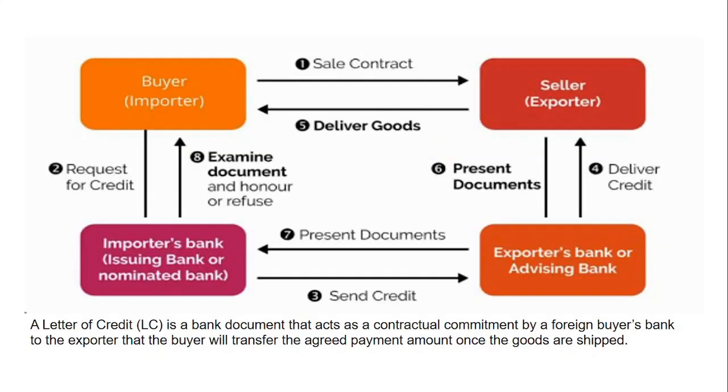Let's start with it. If you see this chart, you'll understand the entire mechanism of LC. Here you see numbers are given. Number one is the sale contract between a buyer and a seller. Usually in an international contract, the buyer and seller belong to two different nations or two different areas where they don't know each other. So credibility is a serious concern.